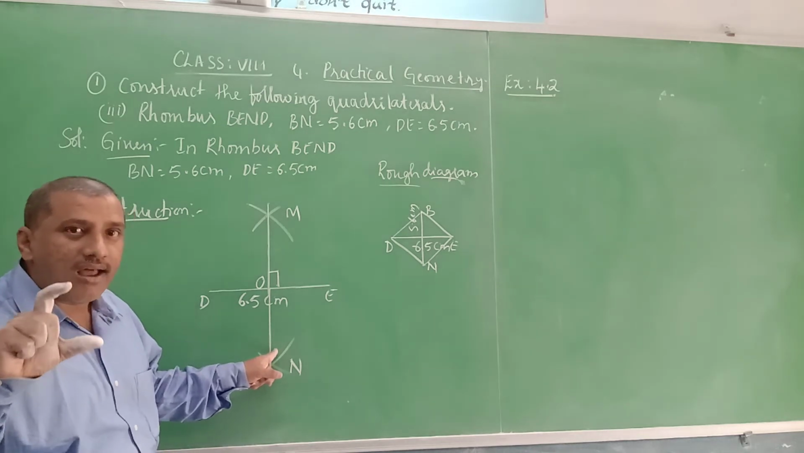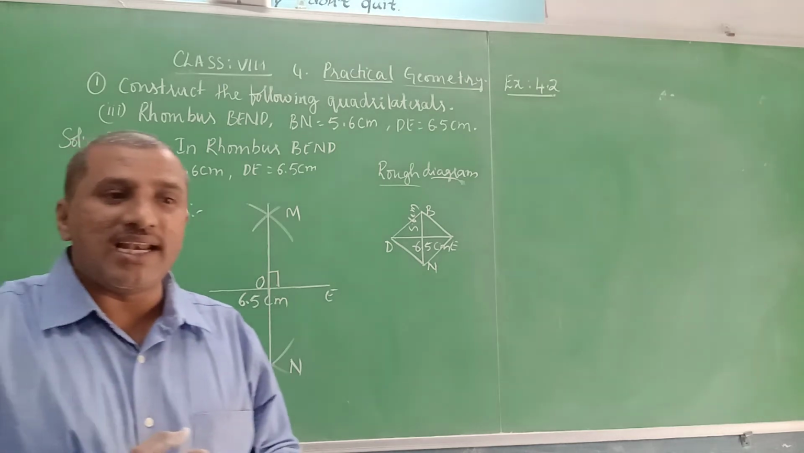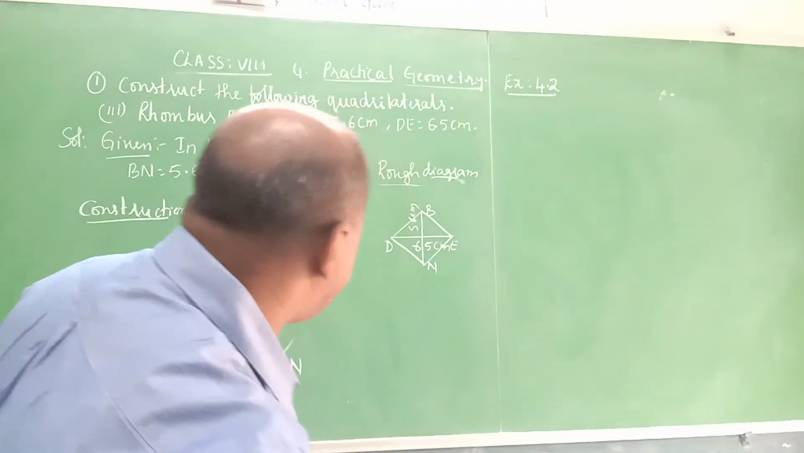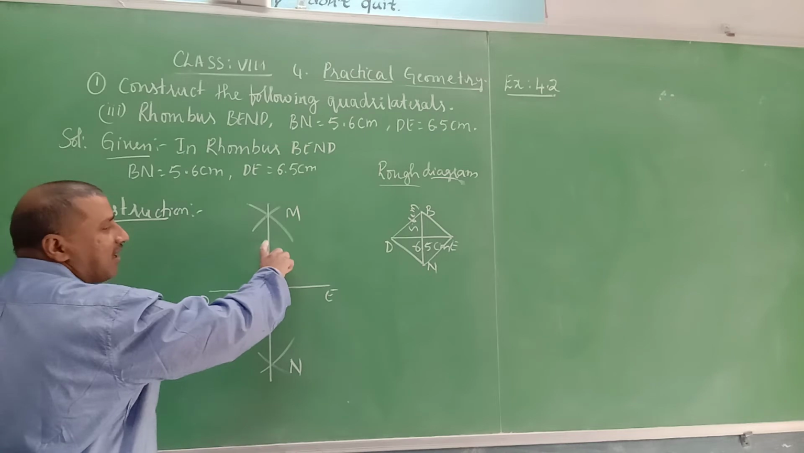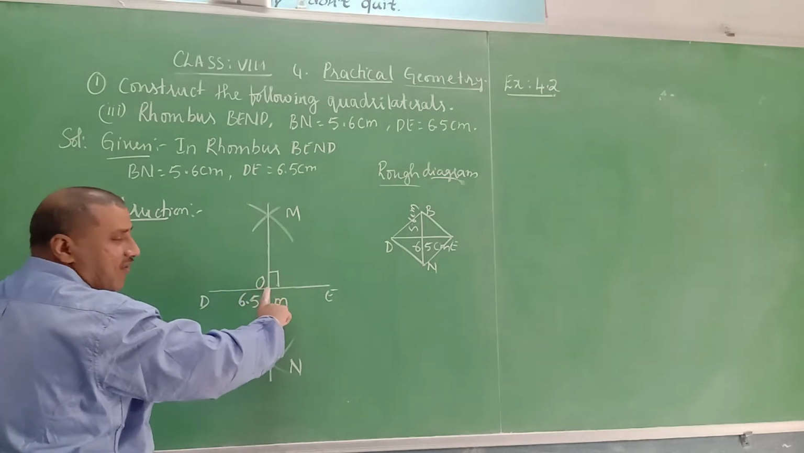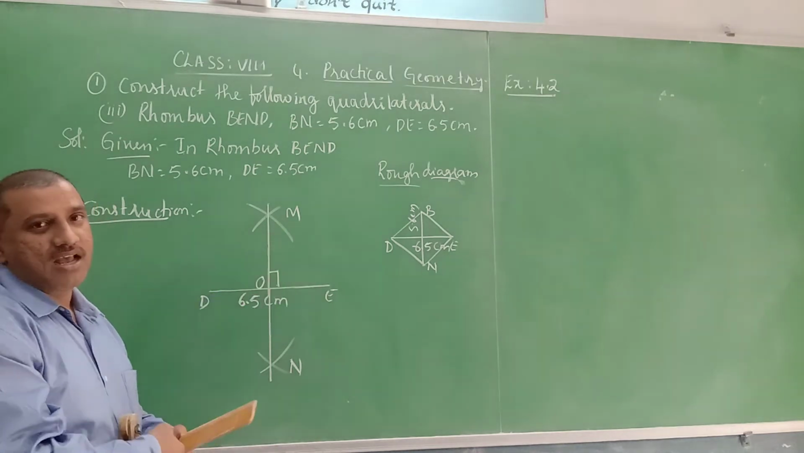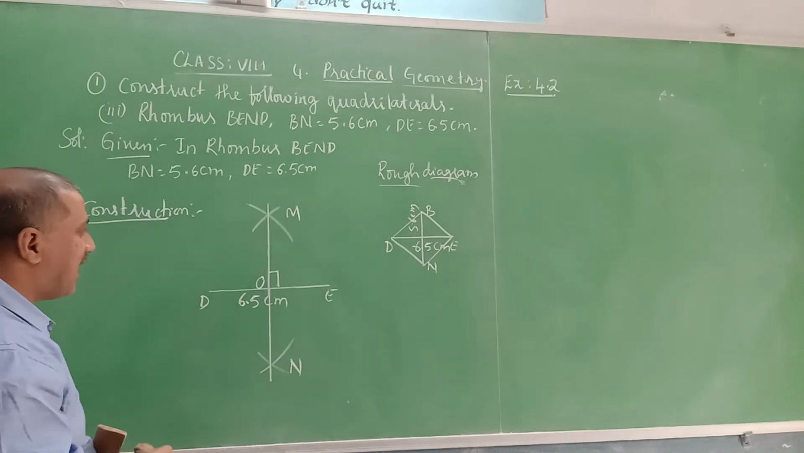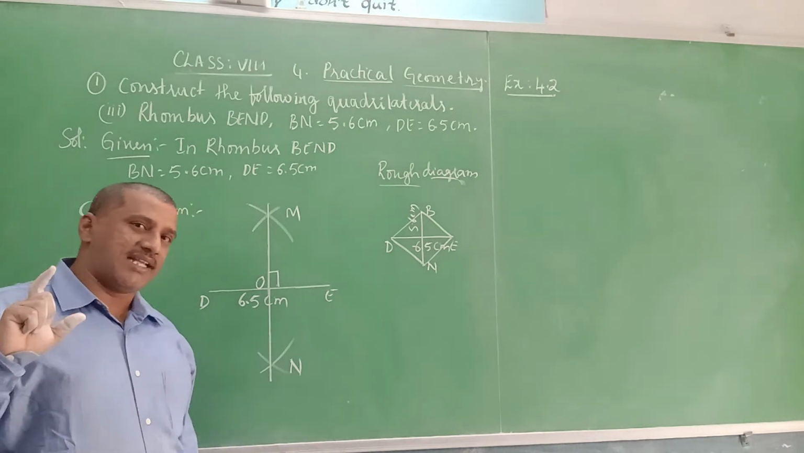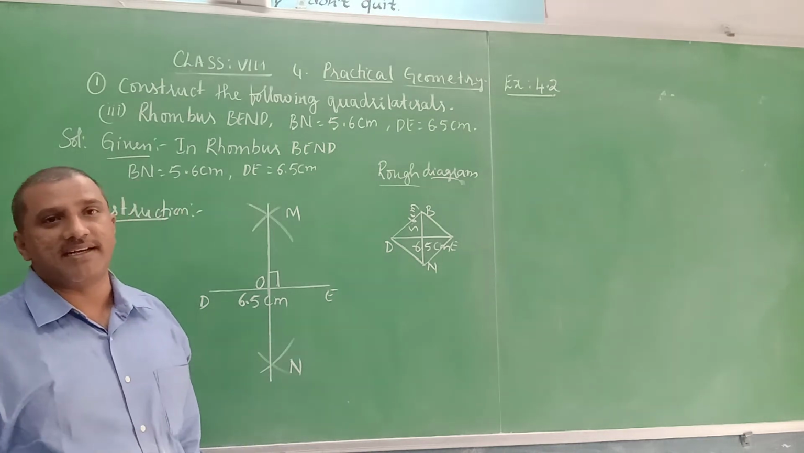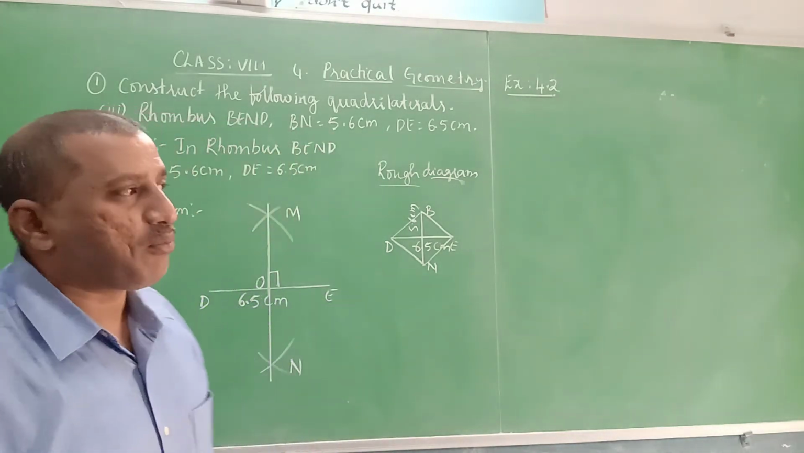Now the second diagonal of this rhombus will lie on this perpendicular bisector. What is the length of the second diagonal? It is 5.6 centimeters. As I said, they bisect each other, so from here half of the diagonal will be there, and from here half of the diagonal. Half of 5.6 is 2.8. If the diagonal is 6 centimeters, half of 6 is 3 centimeters. If it is 7 centimeters, half is 3.5 centimeters.